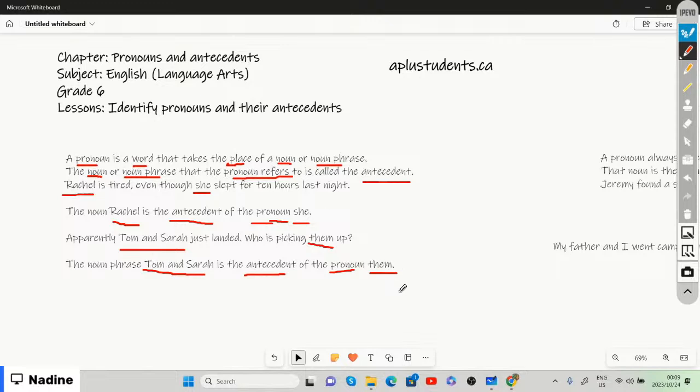Because instead of saying, apparently Tom and Sarah just landed, who is picking Tom and Sarah up, instead of repeating the name, the noun, again, we can just say them, she, he, they, or so on.